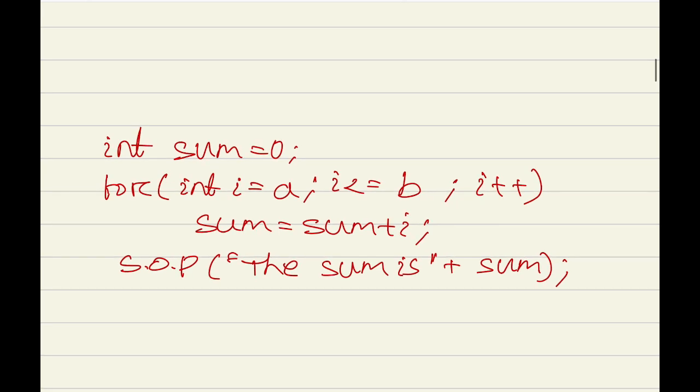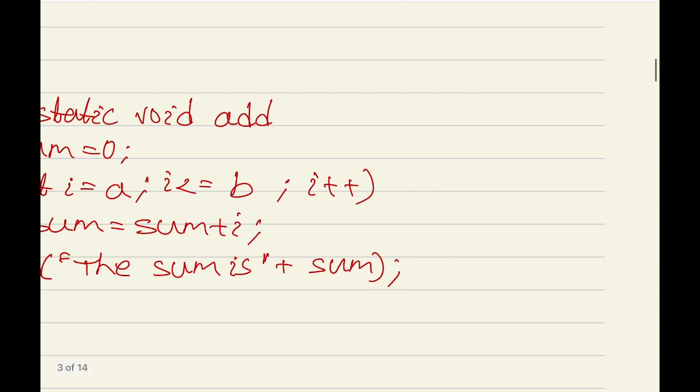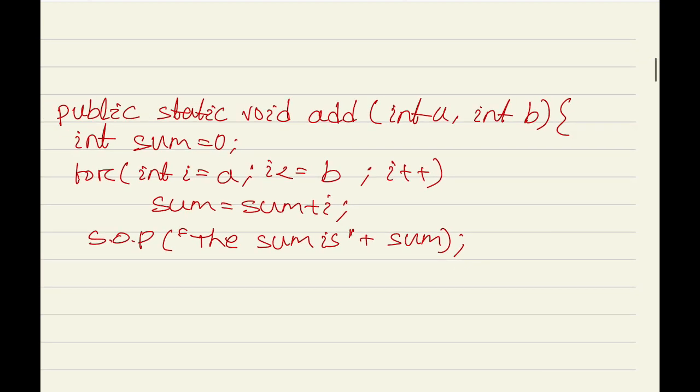So till now it is not complete, so to make this complete, we can write public static void add(int a, int b). This is opening curly braces and this is closing curly braces, or we can say this is the start of the method and this is the end of the method.